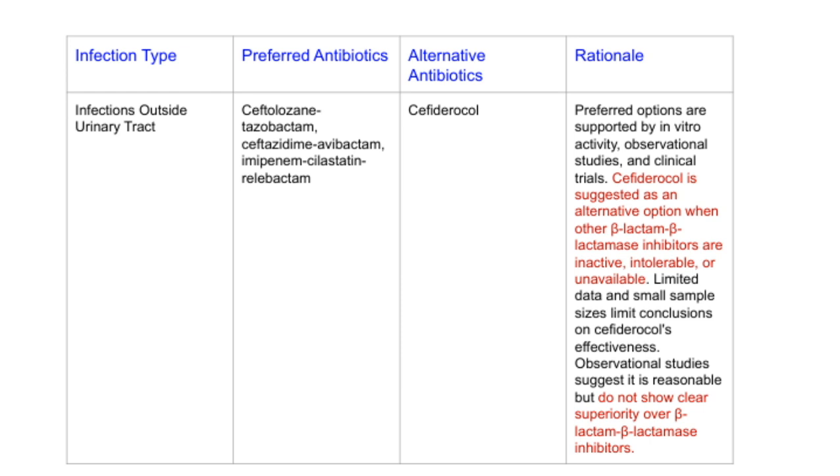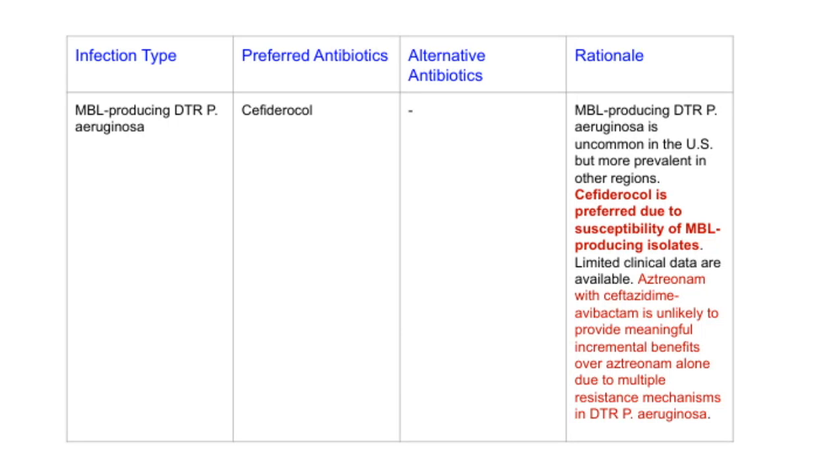This table really highlights how we balance efficacy, safety, and available data when selecting antibiotics for infections outside the urinary tract. Let's take a closer look at the table here, which focuses on infection types, specifically MBL-producing DTR P. aeruginosa. Now, in terms of preferred antibiotics, cefiderocol stands out as the main choice. This is because it has shown activity against these resistant strains, although it's important to note that MBL-producing DTR P. aeruginosa isn't very common in the United States. However, it is more prevalent in other parts of the world, so awareness is key.